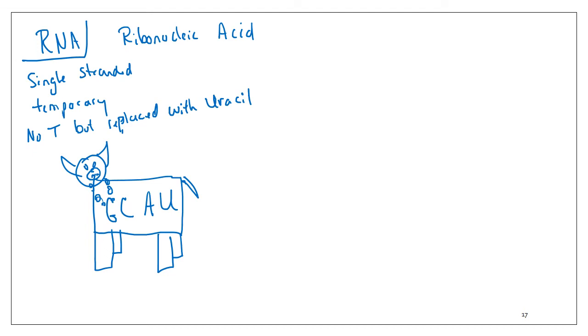So notice the T is gone, the uracil is there, and this is going to be single-stranded. So most of the time when you see this, it's just a single strand, and it's just got its little nucleotides kind of attached to it. And there's a few different versions of RNA. You'll probably remember these. There's rRNA, there's tRNA, and there's mRNA.